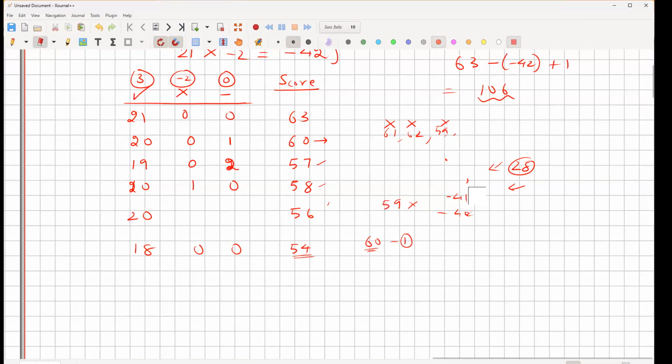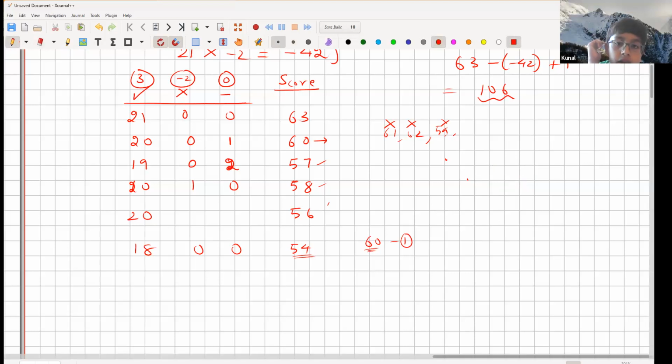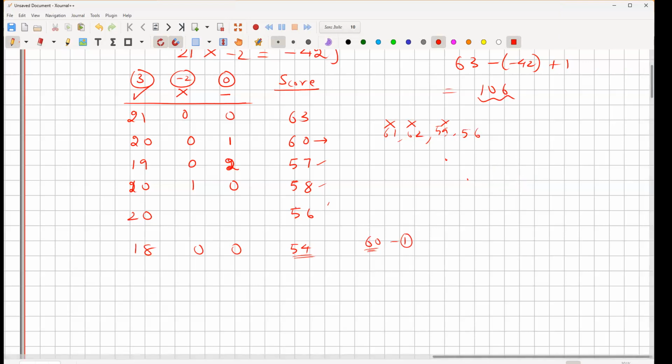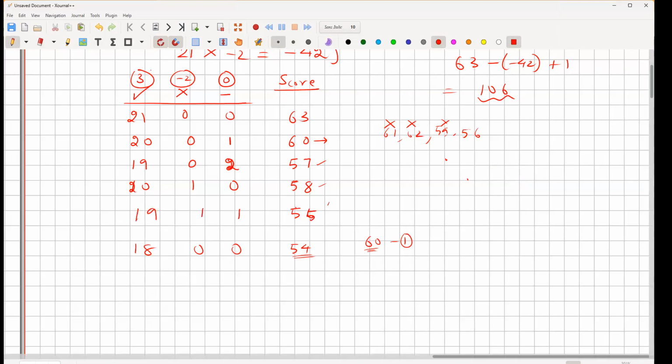Give me an example for 55. You can have 19 correct and 1 wrong. Okay, so 56 is not possible, and 55, 19 correct and 1 wrong. There's a pattern that for every multiple of 3, there is one more, and beyond a certain point, it's always possible.